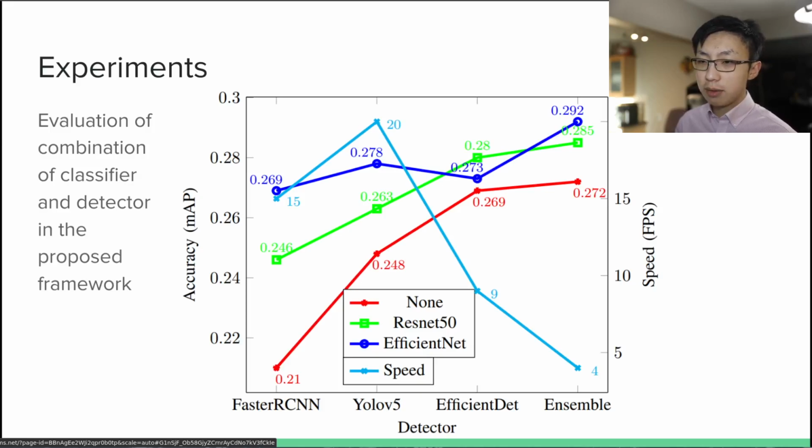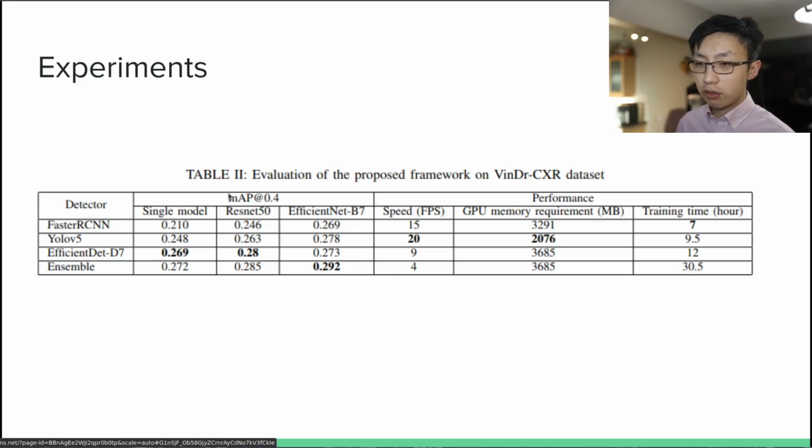In interest of time, we found the fastest detector to be YOLO V5 at 20 frames per second, and EfficientDet to be the slowest at 9 frames per second. Our best score was with an ensemble of detectors, adding EfficientNet B7 as a 2-class classifier, which elevates the score from 0.272 with only the ensemble of 3 detectors to a mean average precision of 0.292, including EfficientNet B7.